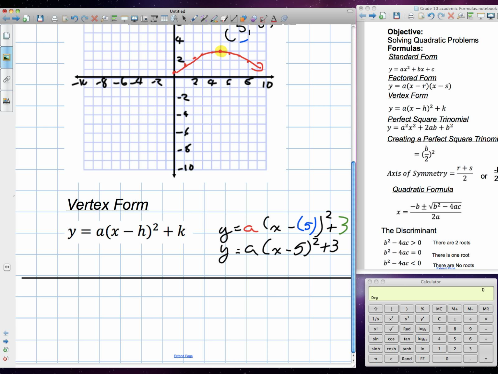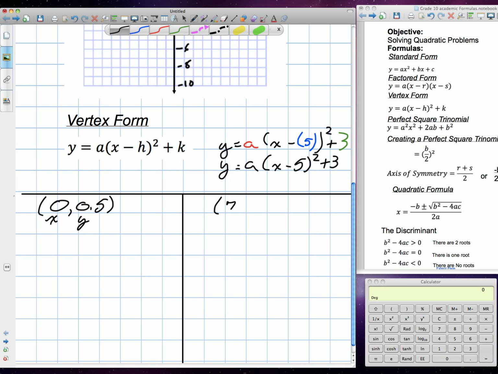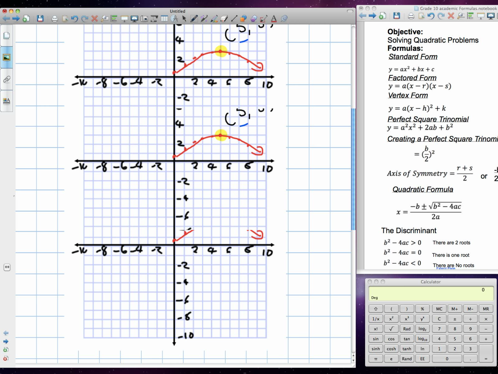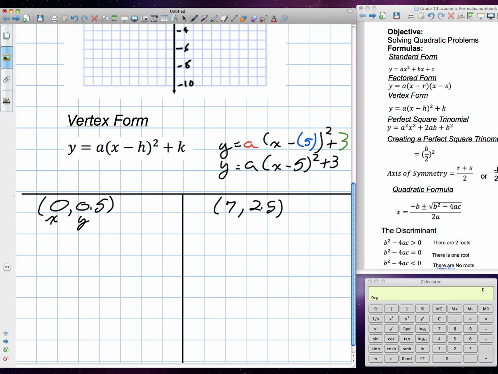Because I'm using a line, it's not by hand. So the coordinates we're going to use are 0 and 0.5 as our x and our y. And the other coordinate was 7 and 2.5. Yeah, let's check. Yeah, we're going to go 2 different ways just to show you that either will solve your problem. Okay? So, this is our x and a y. Now, I want you to be aware of this.